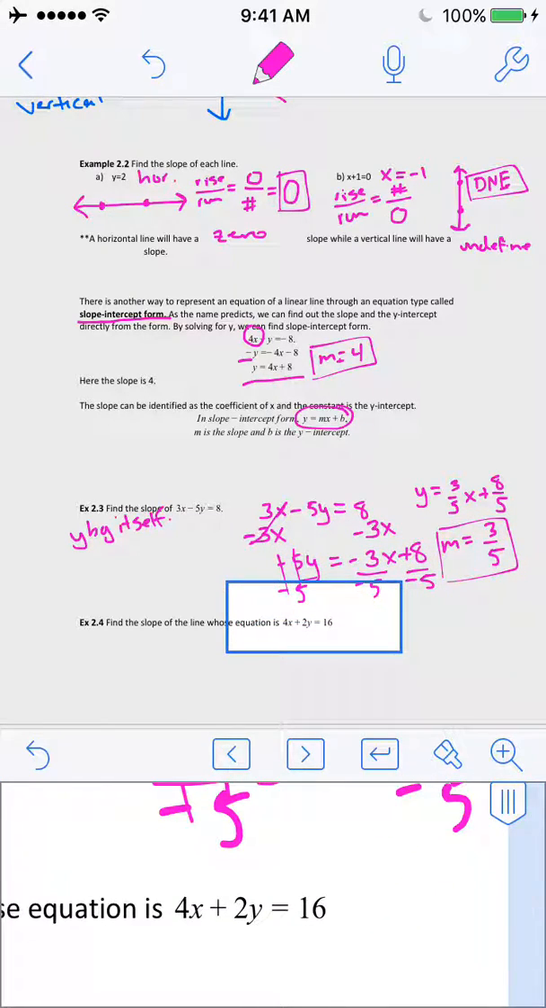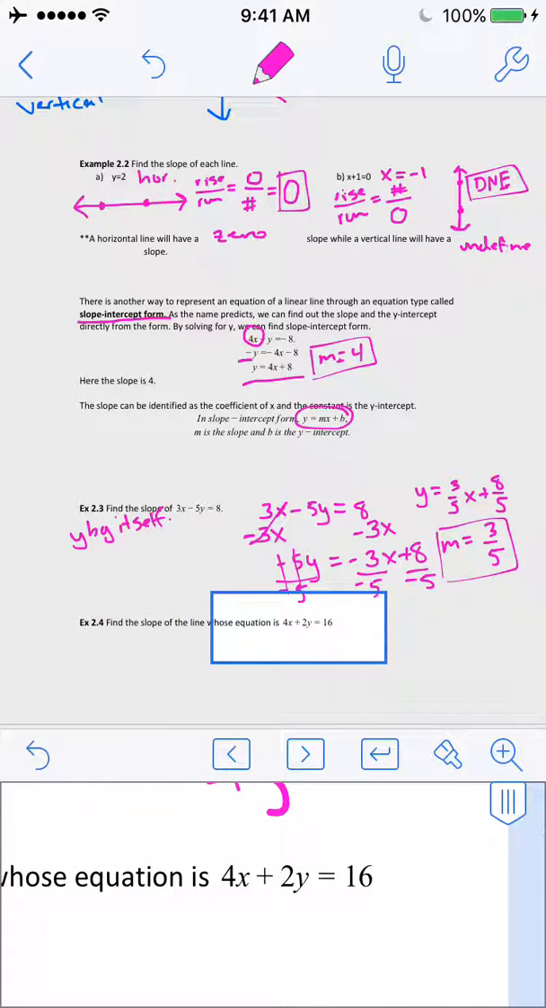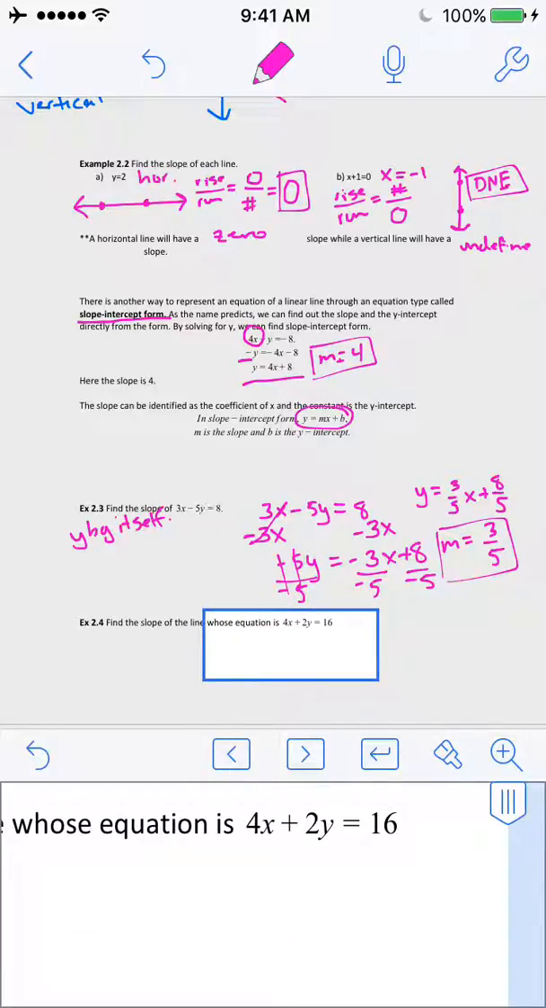Alrighty, I'm going to let you guys pause the video now. Please pause the video and solve this one. So I want to find the slope of this equation. Go ahead and pause it for about 5-10 minutes. If you have any questions, go ahead and ask the sub, and then we'll come back in just a sec.